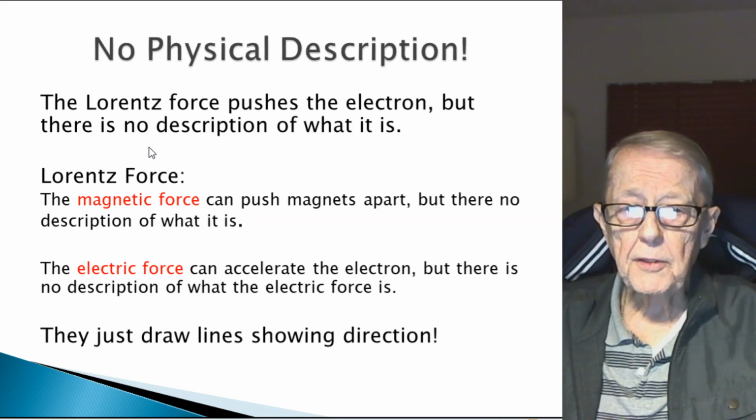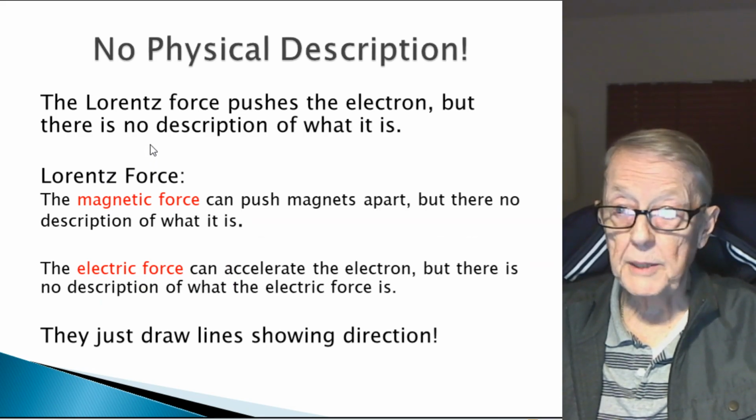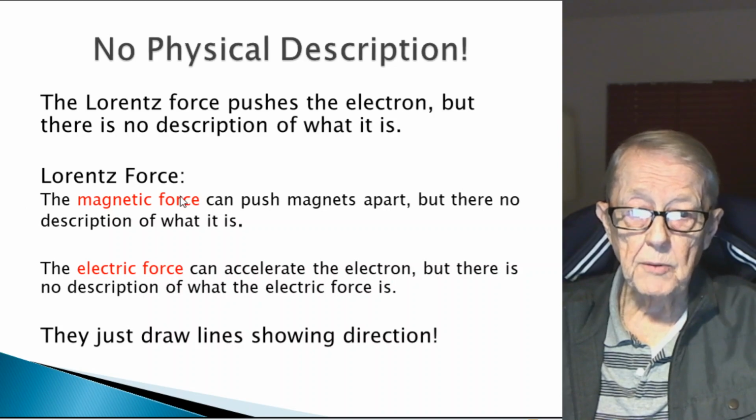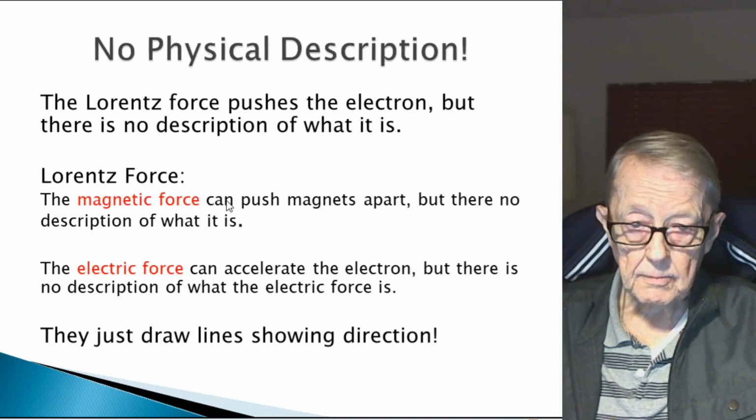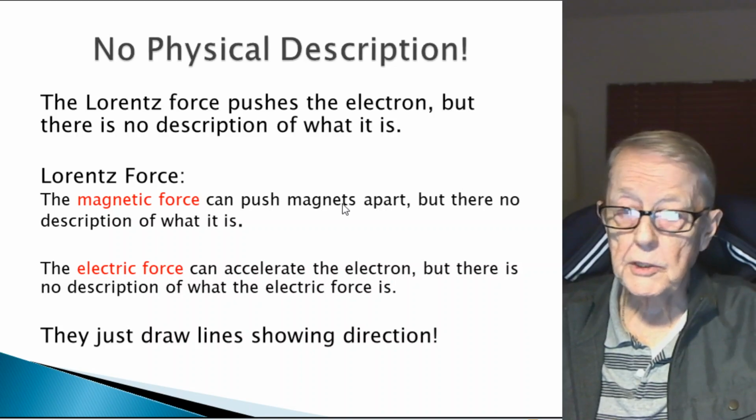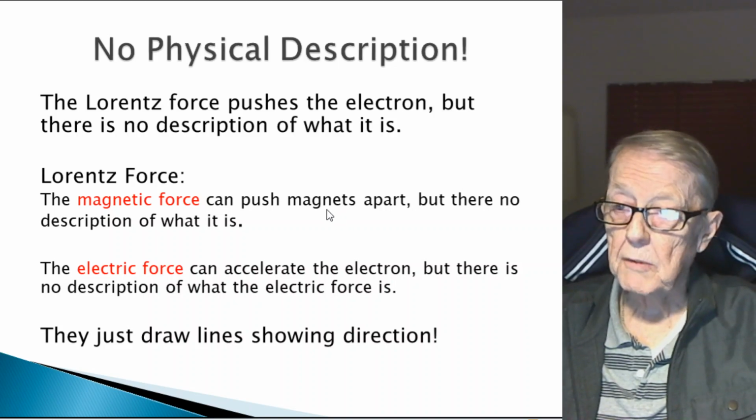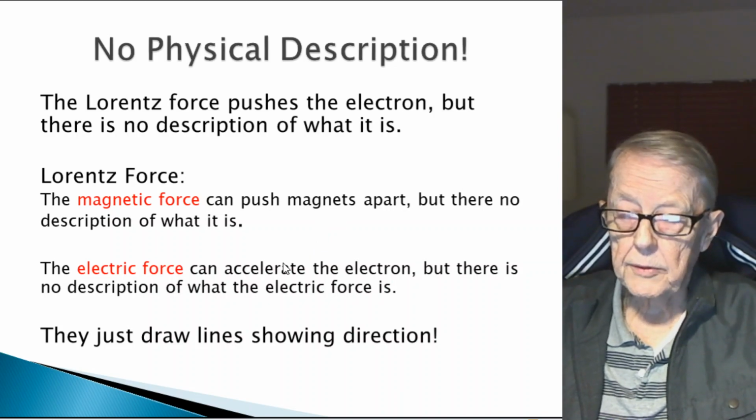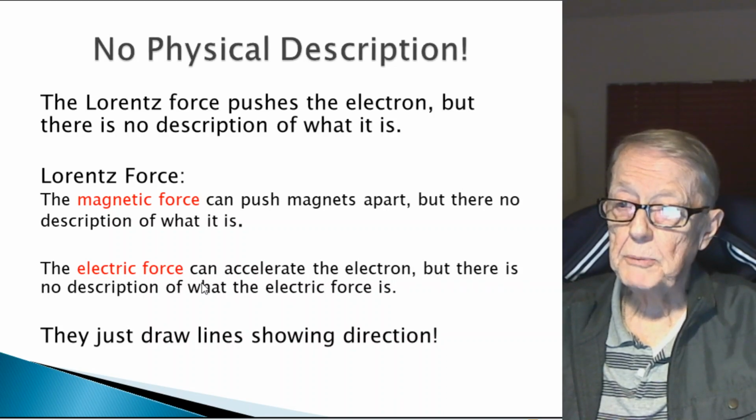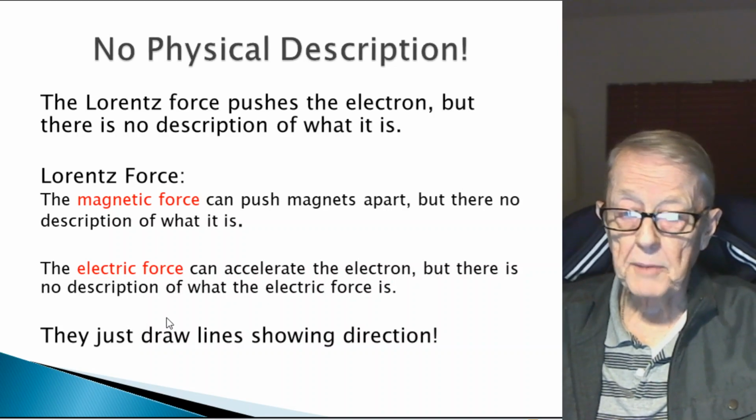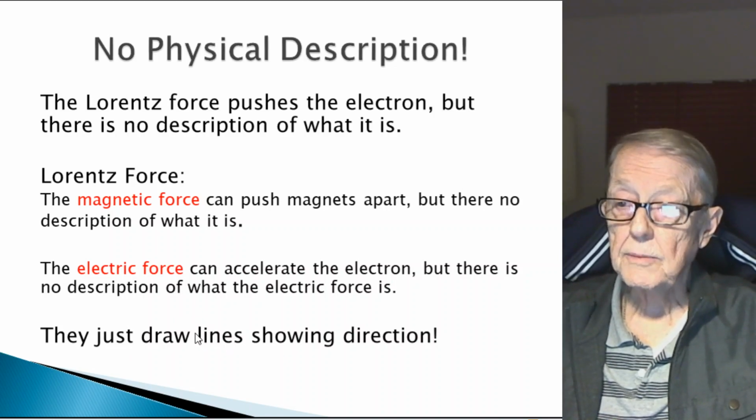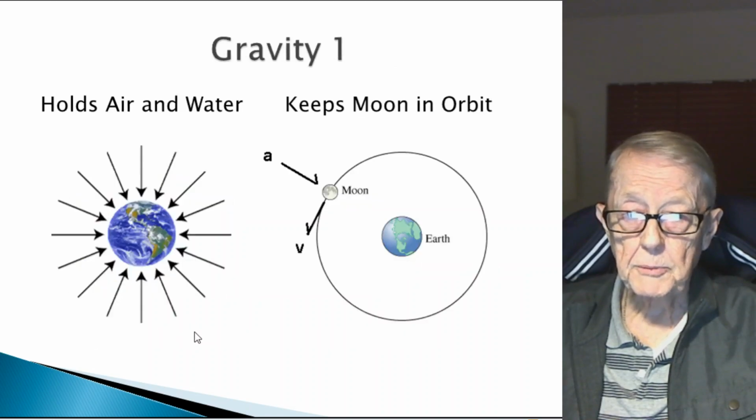The problem I have with the description is, although it all seems quite logical, there is no physical description. There's no description of what the magnetic force is. We know magnetic force pushes electrons apart, but there's no description of what that is. Electric force can accelerate an electron. They show that over and over again, but there's no description of what it is. They just draw force lines, they draw vectors, and sometimes talk about right-hand rules. But all you know is the direction. They don't give you a physical description.